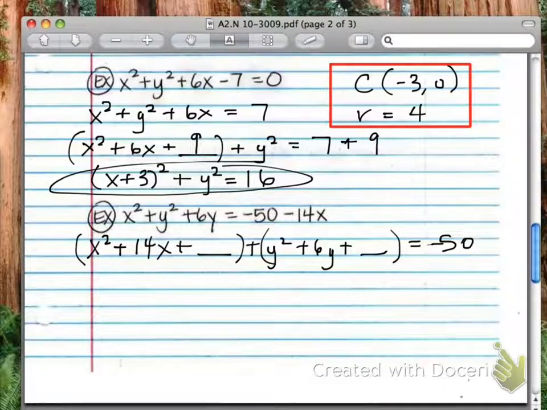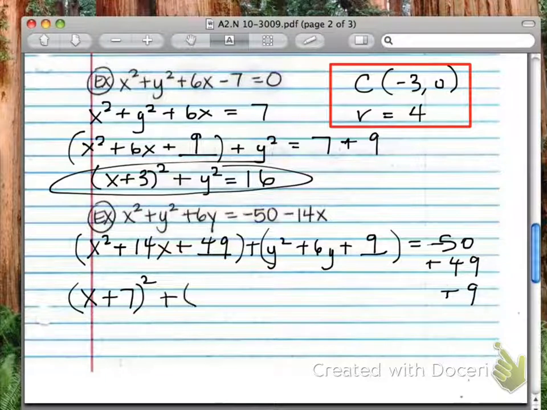So, what goes in that first blank? 49. Second blank, that means if I have 49 here, I've got to add 49 here as well. Second blank, 9. If I add 9 here, you have to add 9 there. So now if I simplify this or factor it, I get what? X plus 7 squared plus y plus 3 squared equals 8.